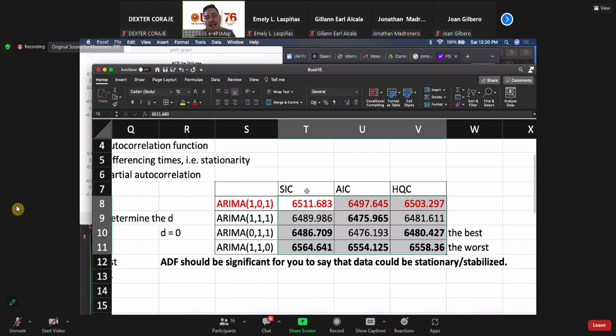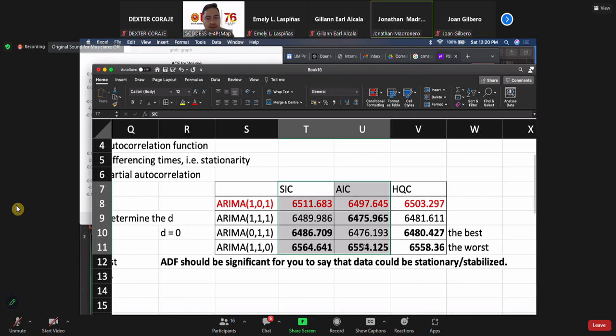Actually, the most common are just these two. And then I no longer have the MST, Doc. Okay, so if in case you have the mean squared error, the MAPE, and the MAD, you can include those. So no worries about it.